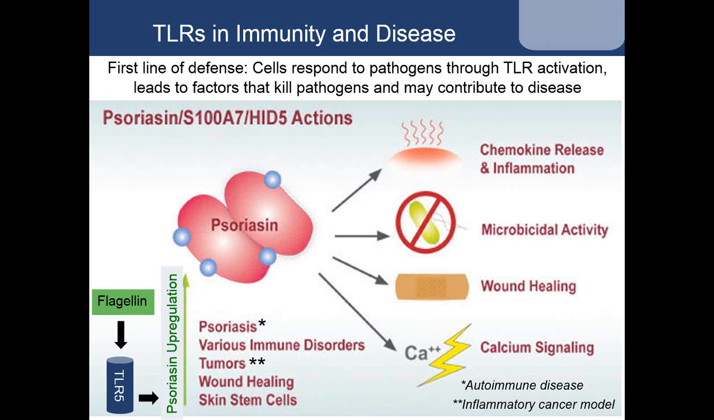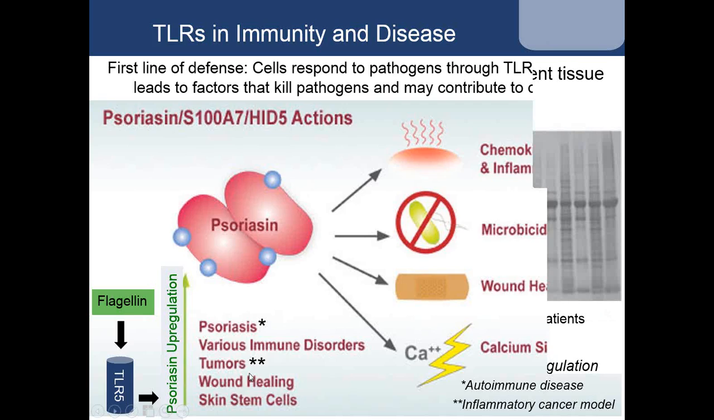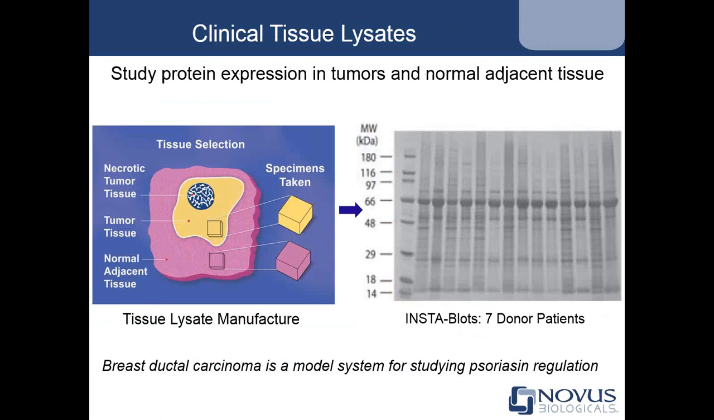Likewise, most of you probably know that it's increasingly being recognized that there are links between inflammation and cancer, and psoriasin is one of these proteins that is thought to be involved in cancer. And so I want to talk about a tumor model called breast ductal carcinoma, which is used to study the upregulation of psoriasin in breast cancer, as well as some other cancers that it is now being discovered in.